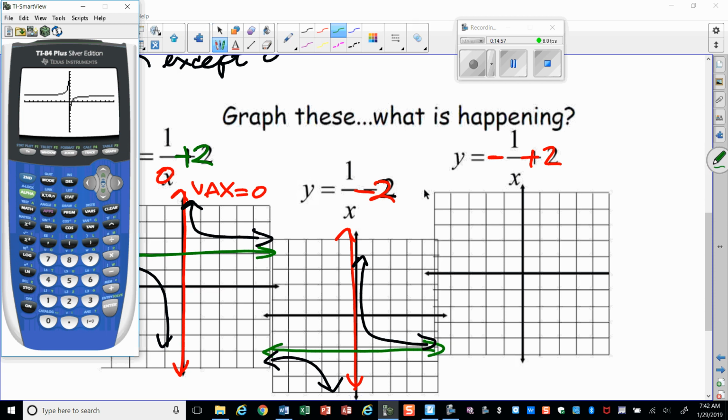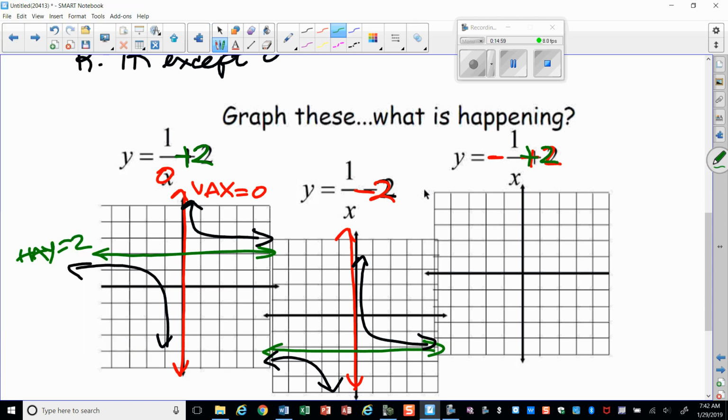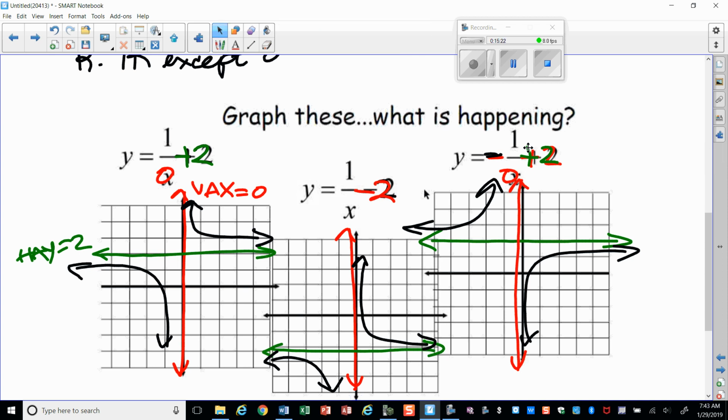So my horizontal asymptote is up 2, the vertical asymptote stayed at 0, but now it's reflected. My negatives are positive y's, and my positives are negative y values. So it's reflected across the x-axis. And remember, those are the transformations.